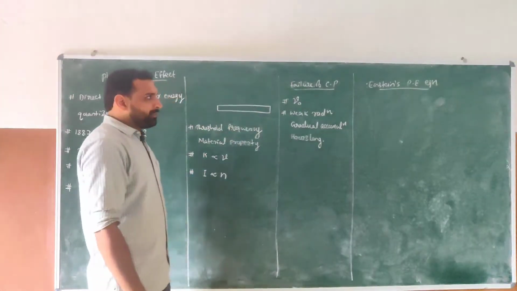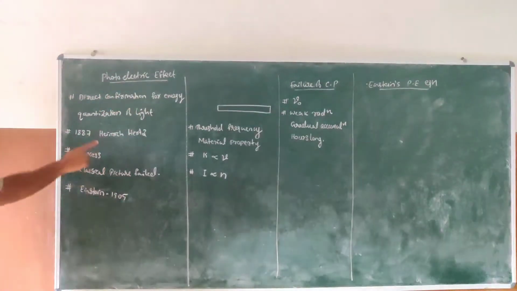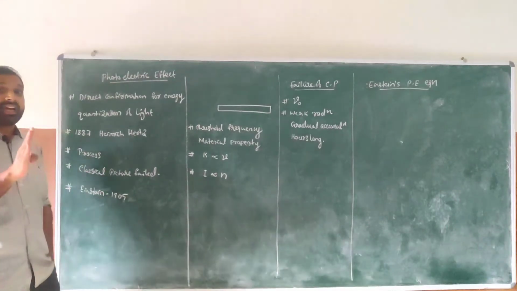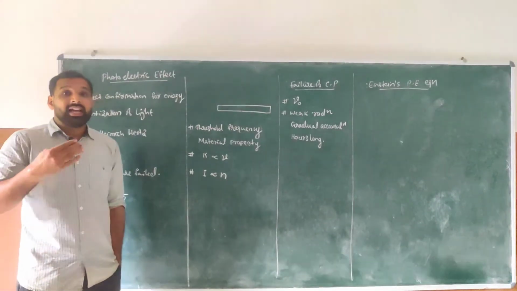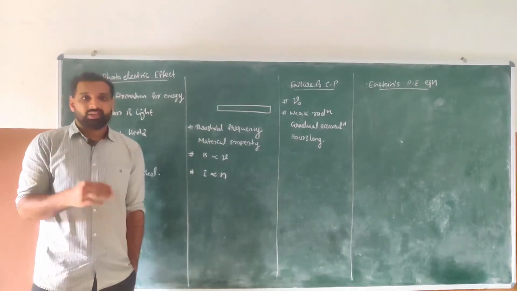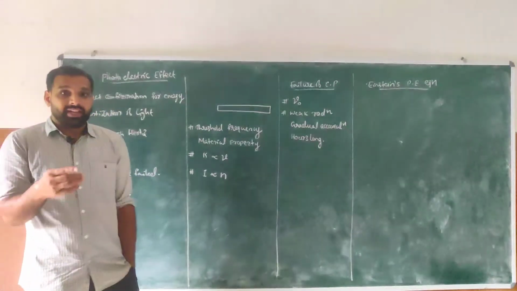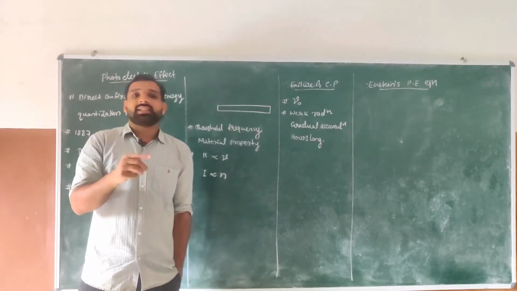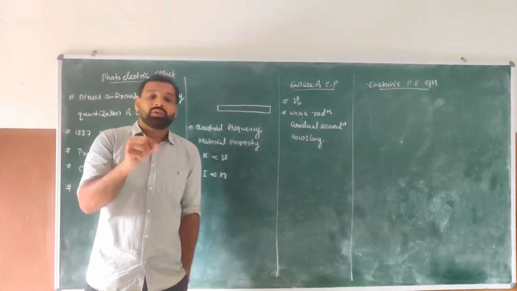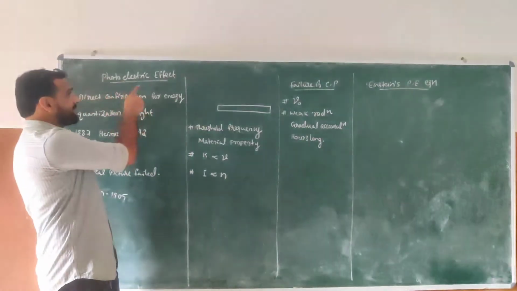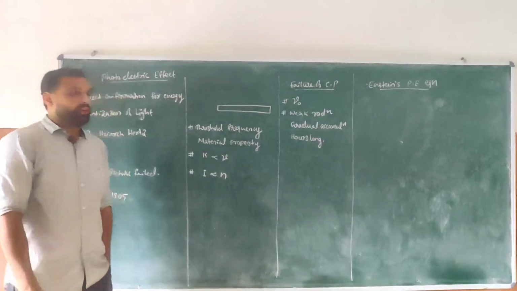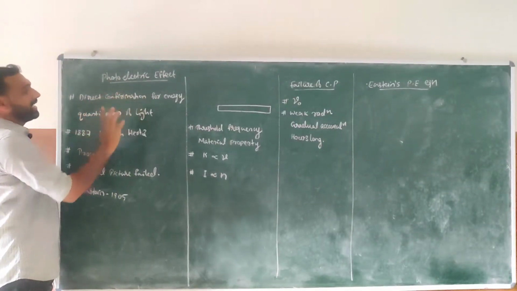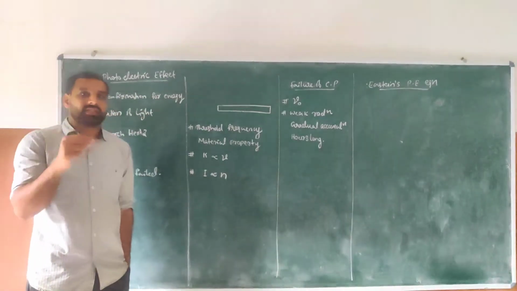It is a direct confirmation for the energy quantization of light. What is light? It is a wave. And in the last class we told that considering light or electromagnetic radiation as particles can solve many problems. The photoelectric effect is one such problem, and after dealing with this, we will understand that it is a direct confirmation for the quantization of this radiation.